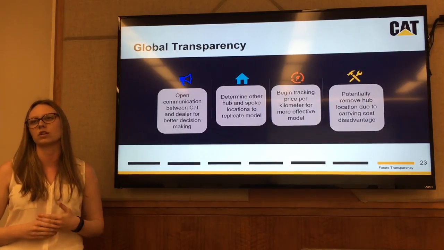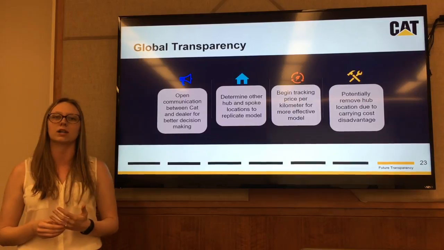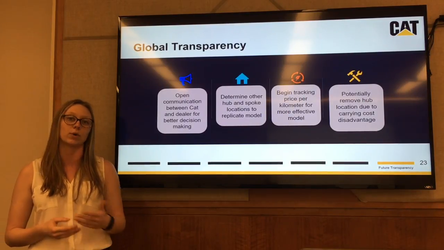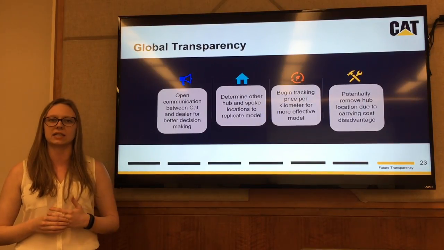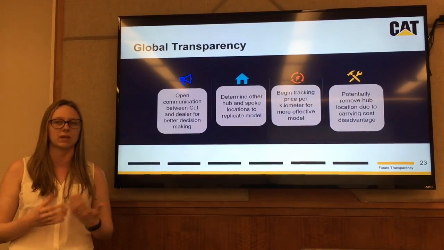And then the last thing that we want to touch on is potentially removing that hub location, simply because the carrying cost is the same there as it was at all of the spoke locations, and it didn't seem extremely beneficial to be carrying a lot of inventory outside the regulated demand.